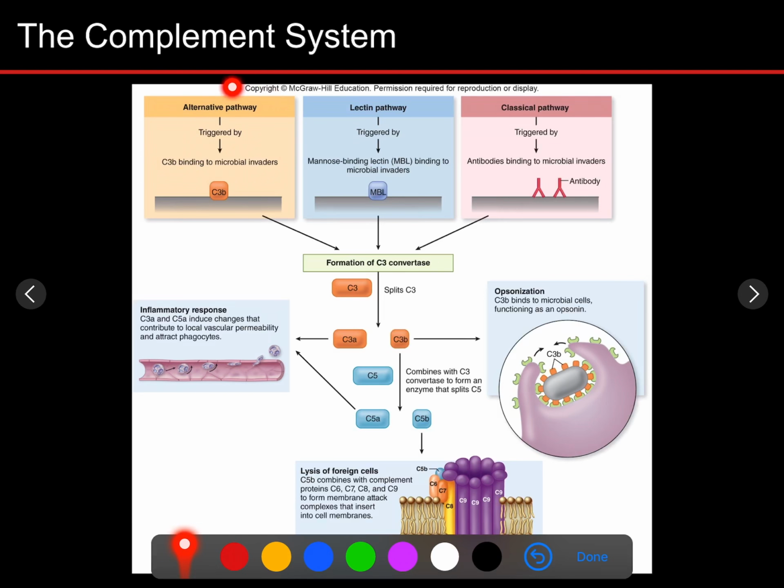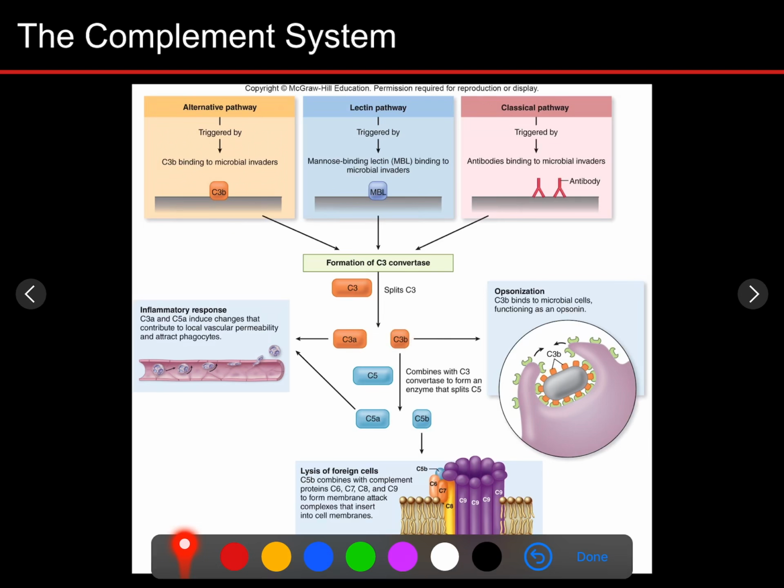So no matter which pathway you take to activate, all of these pathways are going to converge on the formation of C3 convertase, whether it's triggered by lectins, by antibodies, or by the positive feedback loop. No matter what, you get C3 convertase formed. And C3 convertase turns C3 into C3a and C3b.